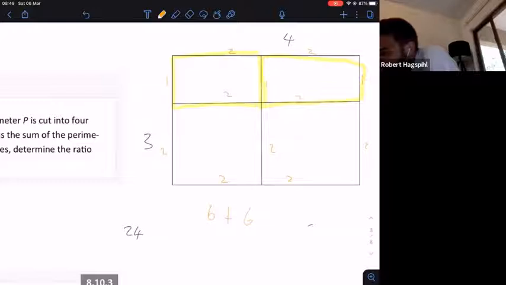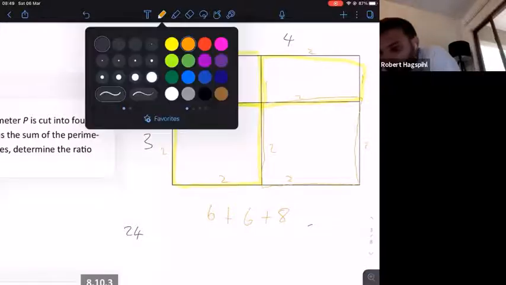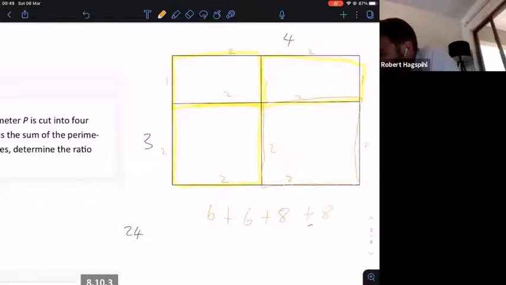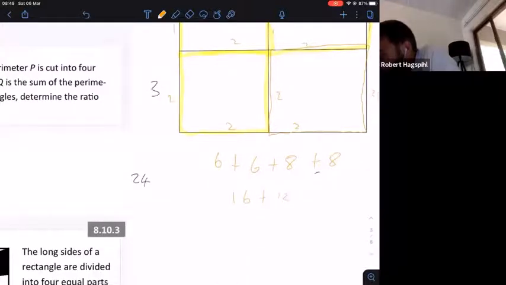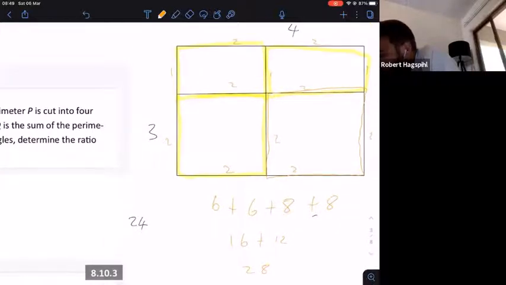All right. If I go add up this perimeter, it's going to be equal to 8. And if I add up this perimeter, it's going to be equal to 8. All right. And if I go add these values together, I'm going to get 16 plus 12, which is equal to 28. And somehow I've made a mistake.